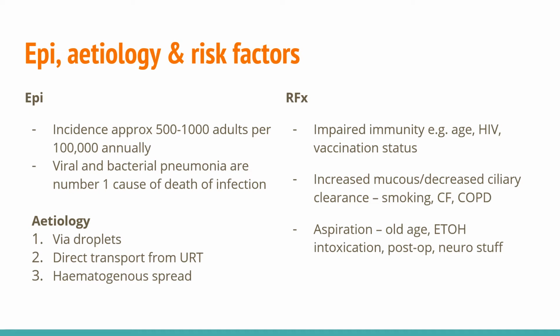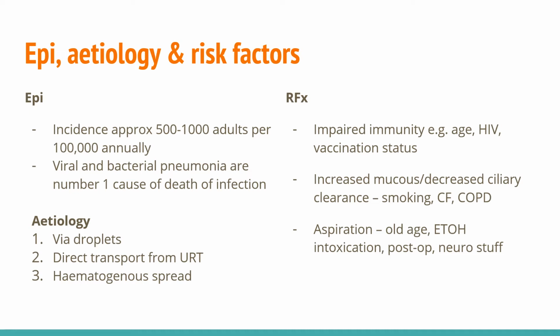Those with increased mucus or decreased ciliary clearance, because you can imagine these people are getting more bugs trapped within their lungs and then also unable to clear it. So that's smokers. They've got decreased ciliary clearance. CF has a mixture of both, and COPD is a mixture of both as well.